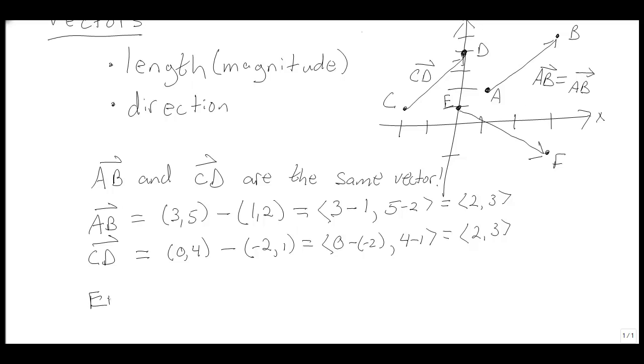So EF, if we want to do this, we're going to take the second letter, that's the terminal point, F, that's 3, -1, and subtract the initial point E, which is 0, 1 here. And you'll get 3 minus 0, and then -1 minus 1. So it should give you 3, -2.